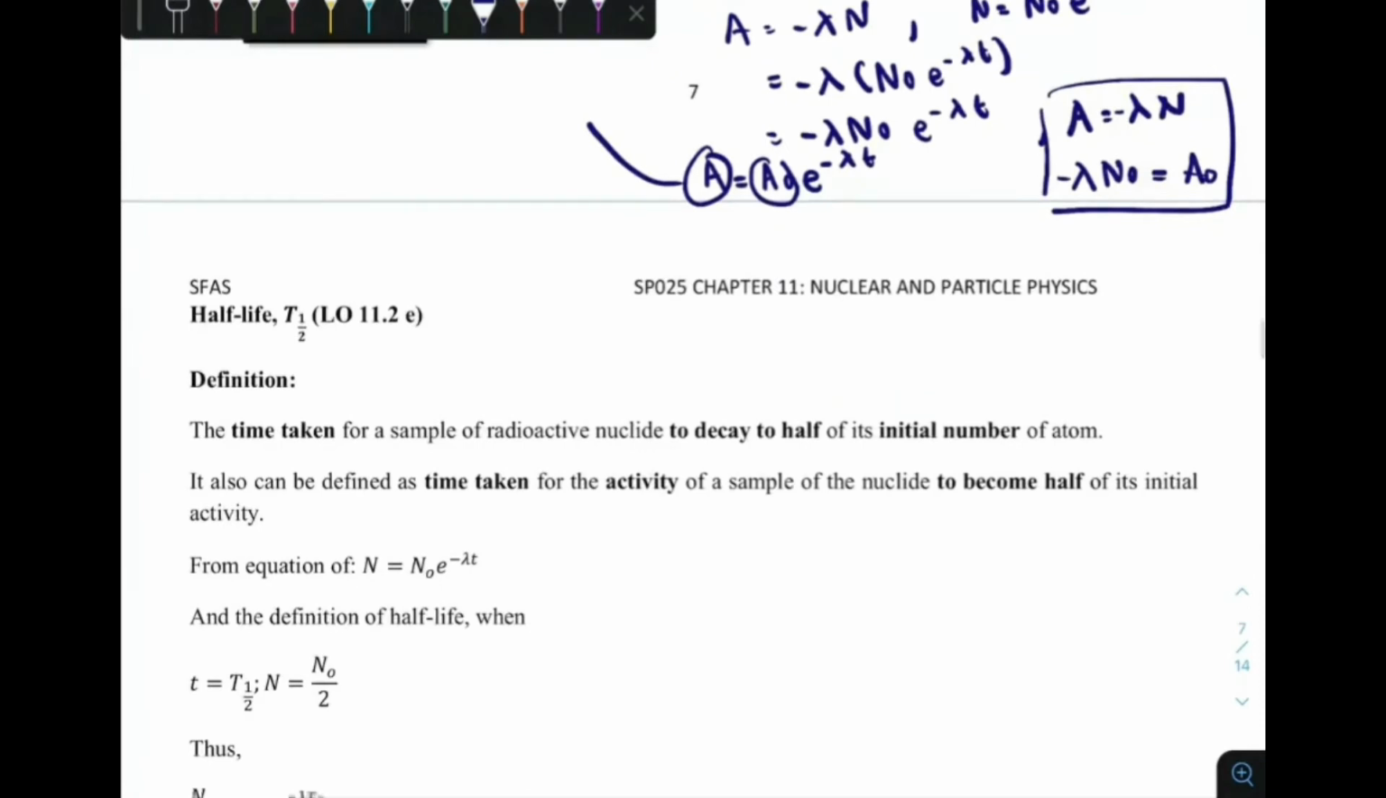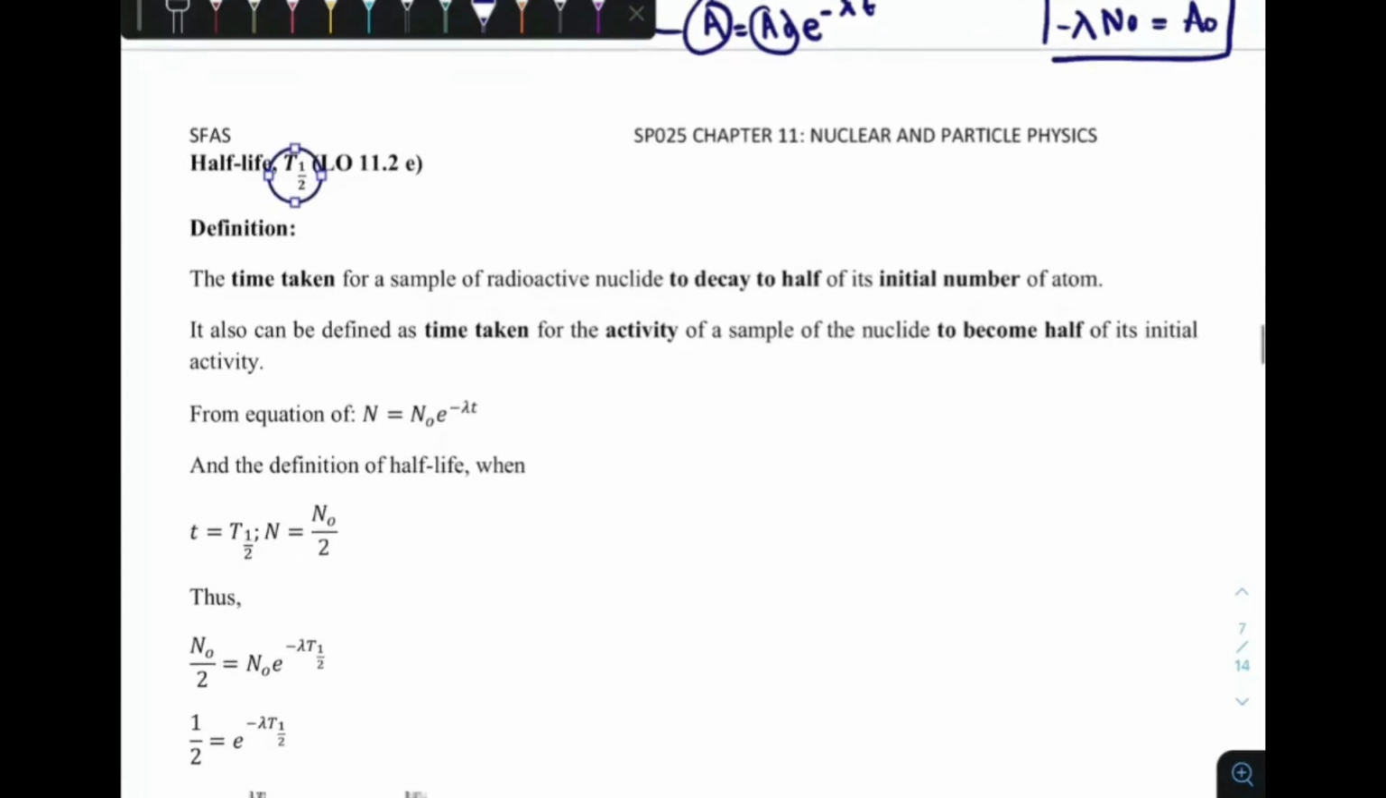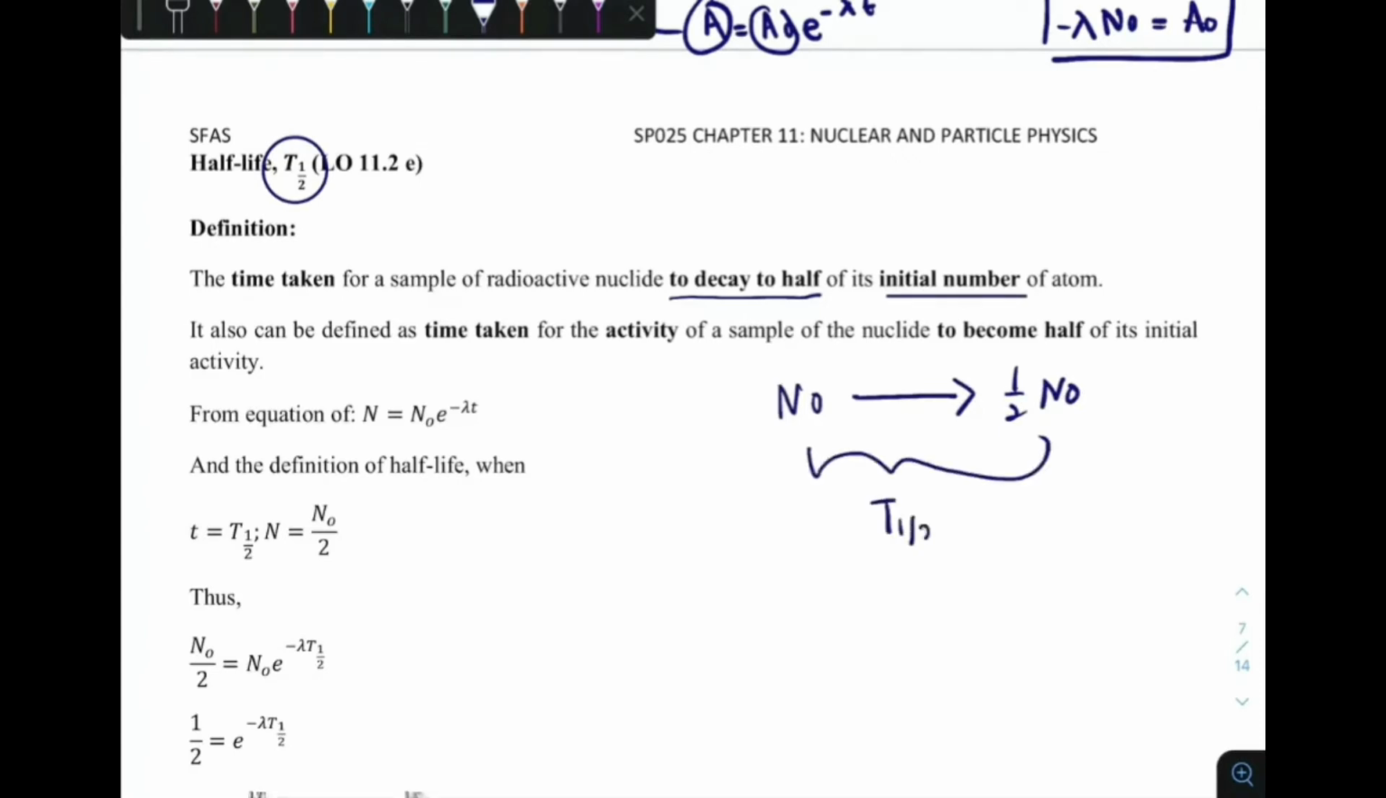Okay, next we are going to look at the half-life here. For half-life, we use the symbol T half, subscript half here. This is the equation we will use. So this is your half-life symbol. It's defined as the time taken for a sample of radioactive nuclei to decay to half of its initial value. So half-life is the time taken for your radioactive sample to decrease to half of its value. It means the initial value you have is N0, so it decreases to half of N0. The time taken from here to here, we call it the half-life.